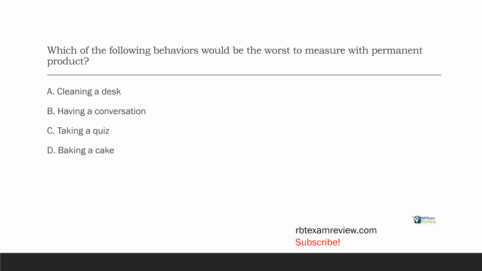C, taking a quiz. One of the best ways to use permanent product is quizzes or exams. D, baking a cake. Baking a cake produces an actual cake, right? Get all the ingredients together. I don't have to watch you make it. I can just come home, have a cake ready. Okay. So if we're going to pick the worst behavior to measure with permanent product, it's easily going to be B, having a conversation. It just goes into the wind, right? It's nearly impossible to measure permanently.